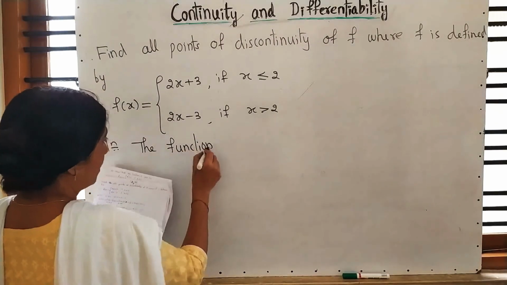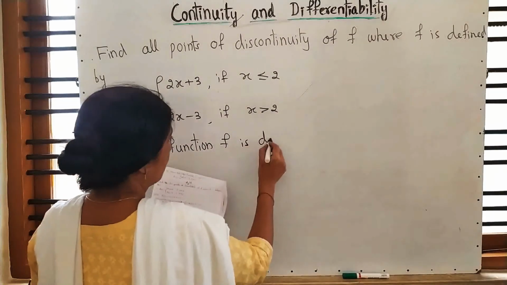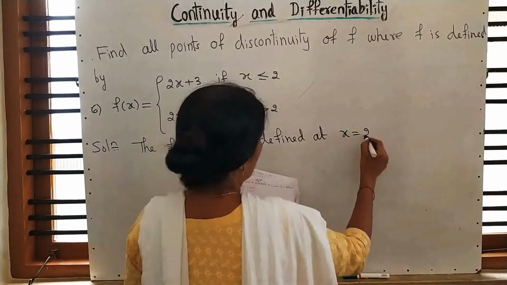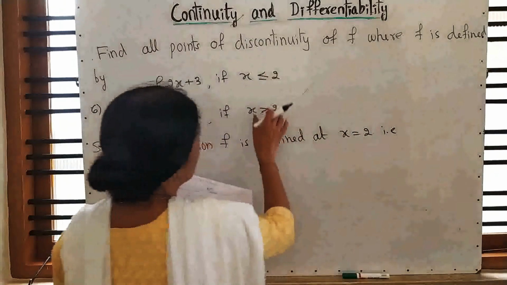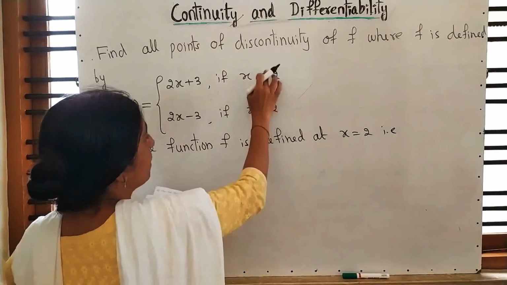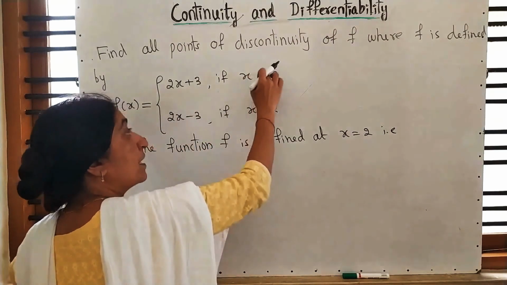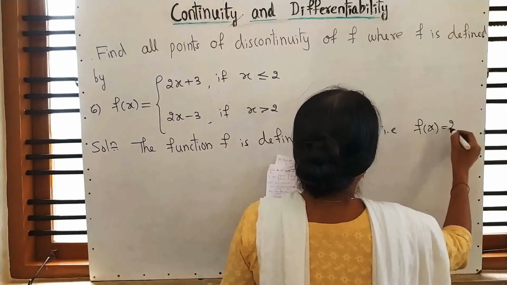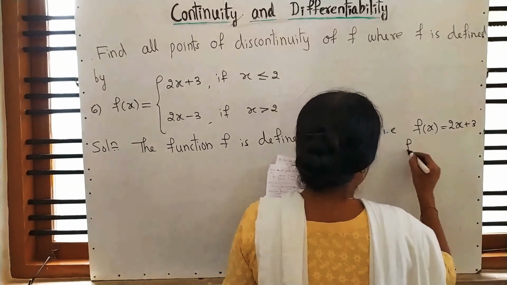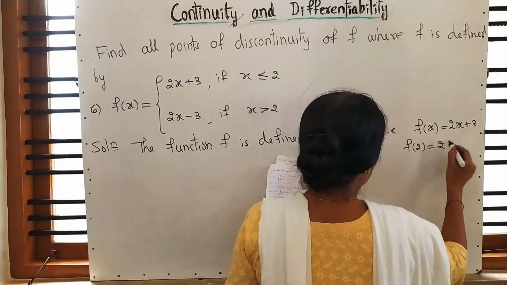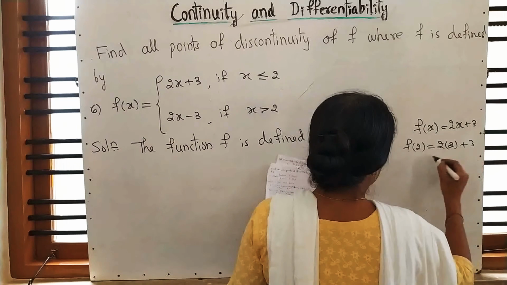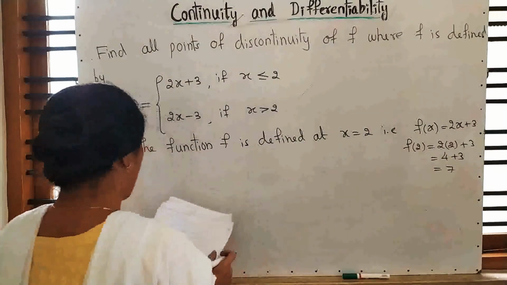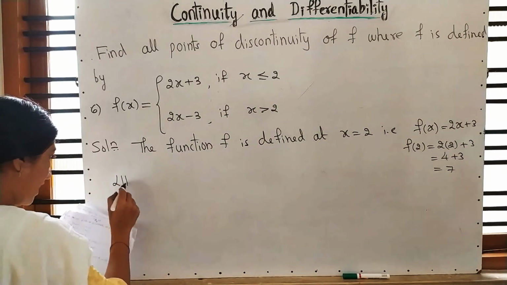The function f is defined at x is equal to 2. How do you say that? Say out of these two, where is the equal sign? Here the equal sign is there, because when you are reading x is less than or equal to, that means you are taking f of x is equal to 2x plus 3, and wherever x is there we are writing 2. 4 plus 3, that is 7. So it is defined.